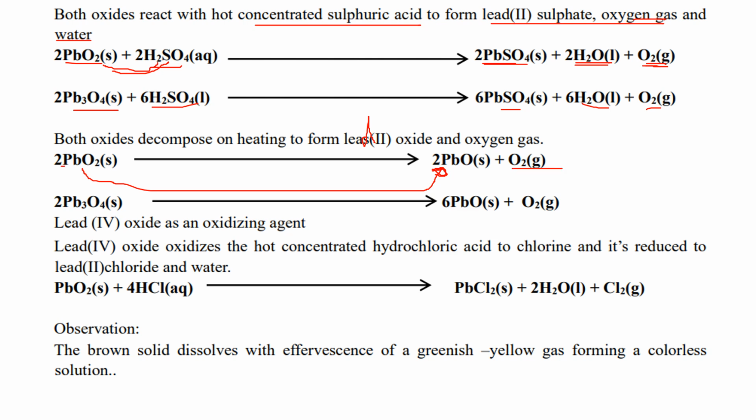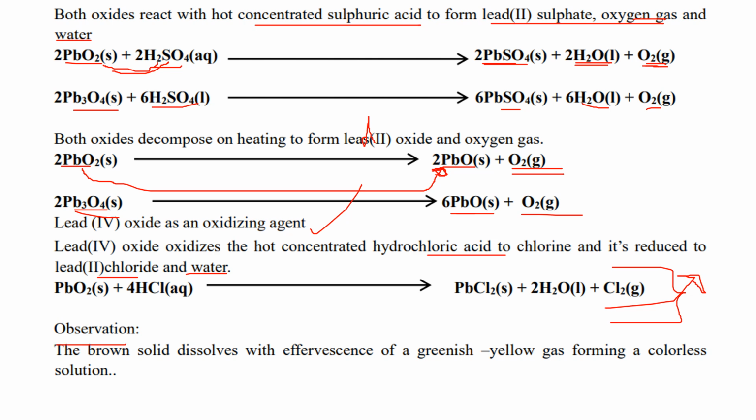So once you're heating a lead oxide, you're going to get a monoxide together with oxygen gas. And when you heat this red powder of trilead tetroxide, or red lead, you're going to be getting lead monoxide, or lead oxide, together with oxygen gas. Now we are saying that lead oxide is an oxidizing agent. Together, lead oxide oxidizes the hot concentrated hydrochloric acid to chlorine and is reduced to lead chloride and water, and we have looked at this reaction earlier on, and we said that it was used in O level in preparation of chlorine gas.